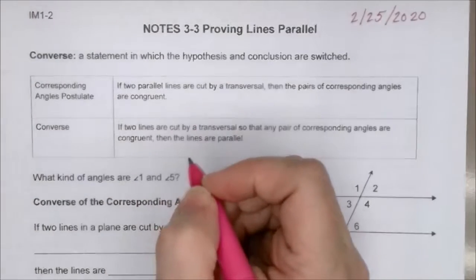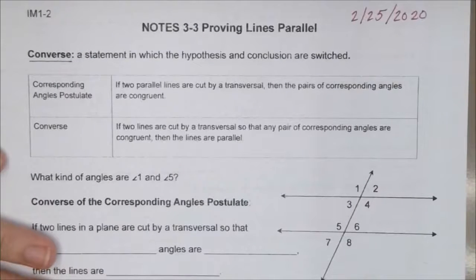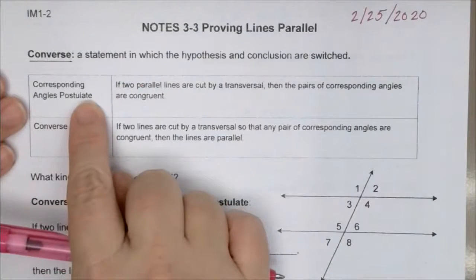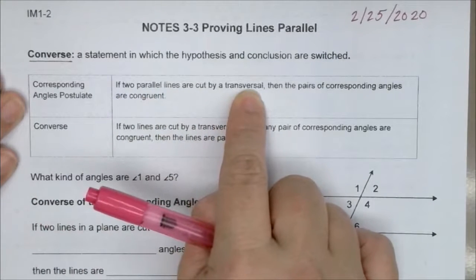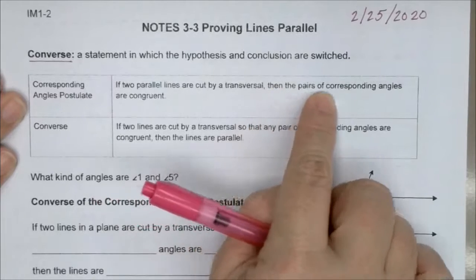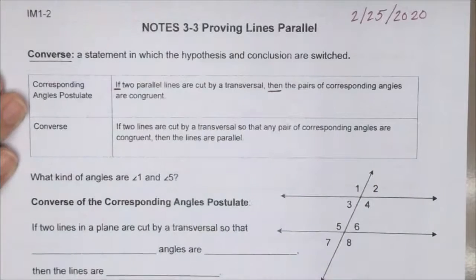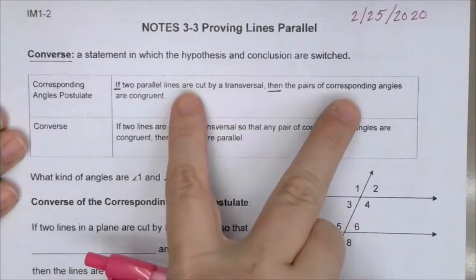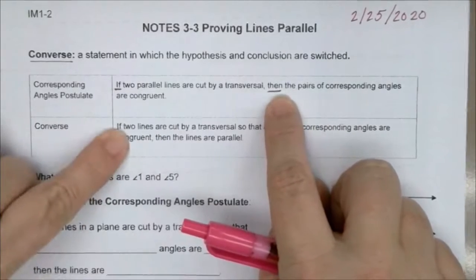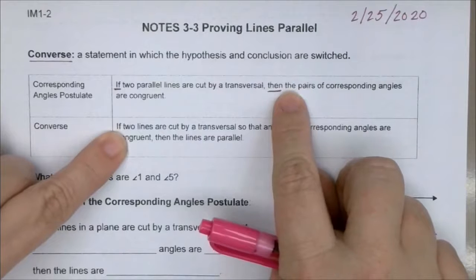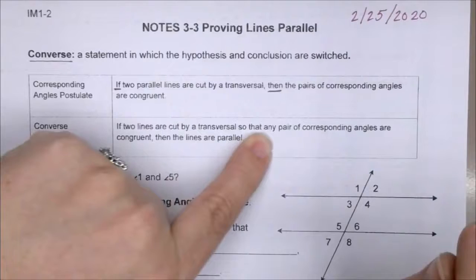So, it all has to do with this thing called a converse. A converse is a statement in which the hypothesis and the conclusion are switched. We're familiar with the corresponding angles postulate that says if two parallel lines are cut by a transversal, then the pairs of corresponding angles are congruent. Notice that it is an if-then statement. If you flip those two things, the then becomes the if, and the if becomes the then. So if two lines are cut by a transversal so that any pair of corresponding angles are congruent, then we can conclude that the lines are parallel.